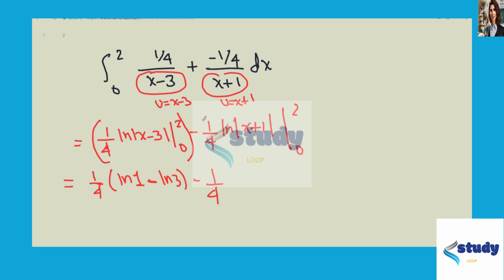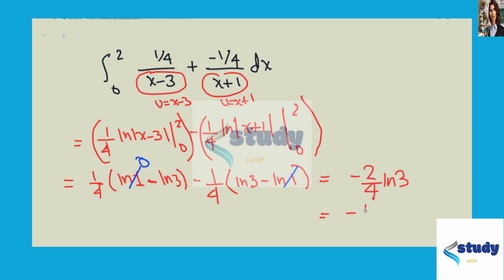Now for the second term, plug in the 2 first, and then plug in 0. Now just use the fact that natural log of 1 is 0 to cross out those terms. And then we can go ahead and combine these. Get negative 2 over 4 ln 3, which is negative 1/2 ln 3. That's the exact answer, and it's a negative number.